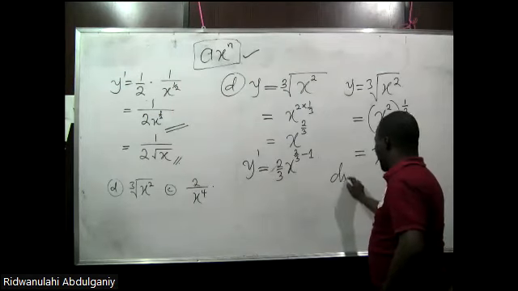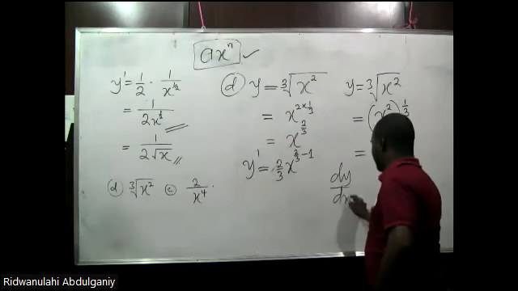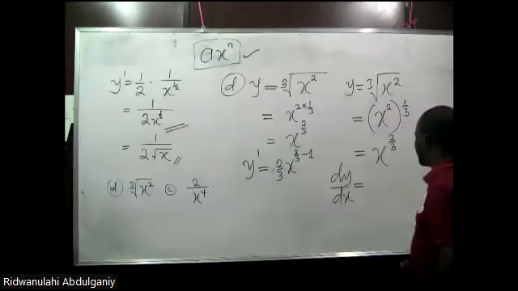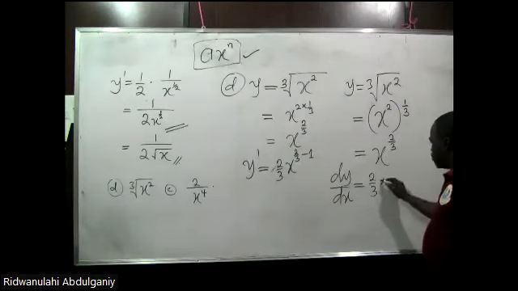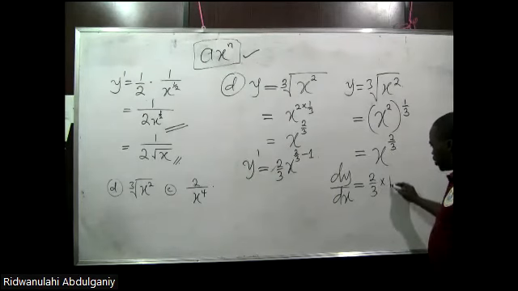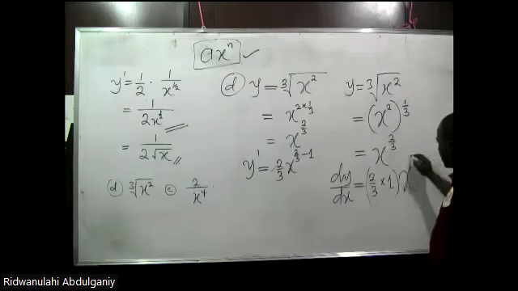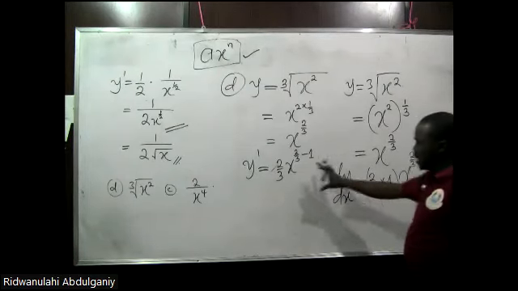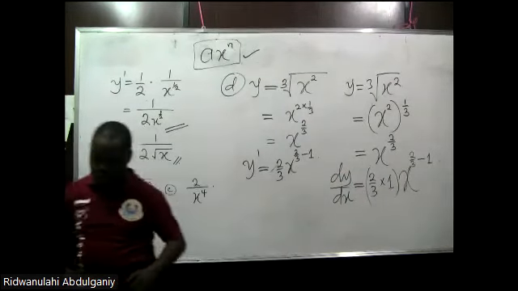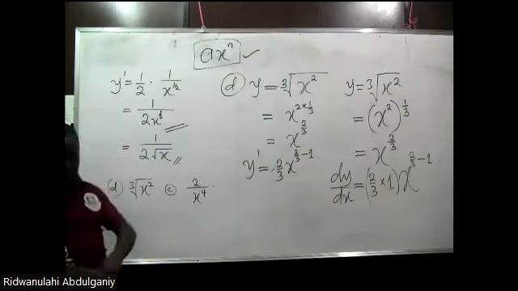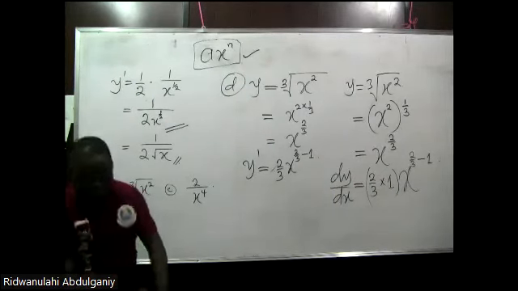Our dy/dx is 2/3, which is our power, multiplied by the coefficient, which is 1, then x raised to the power 2/3 minus 1. That is how we obtain this. And I have not gotten to the final result. So any question? Okay, Kolawole is gone.